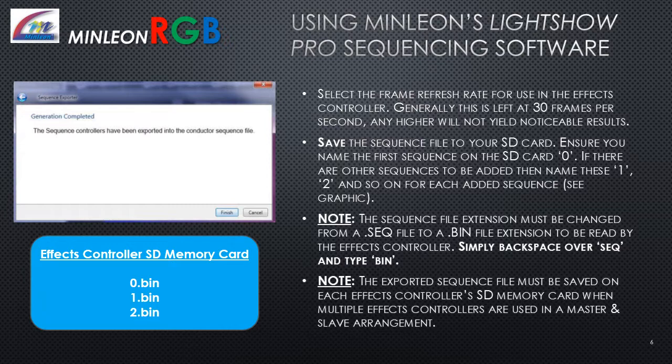See the graphic. Note: the sequence file extension must be changed from a .seq file to a .bin file extension to be read by the effects controller. Simply backspace over SEQ and type bin. Note: the exported sequence file must be saved on each effects controller's SD memory card when multiple effects controllers are used in a master and slave arrangement.